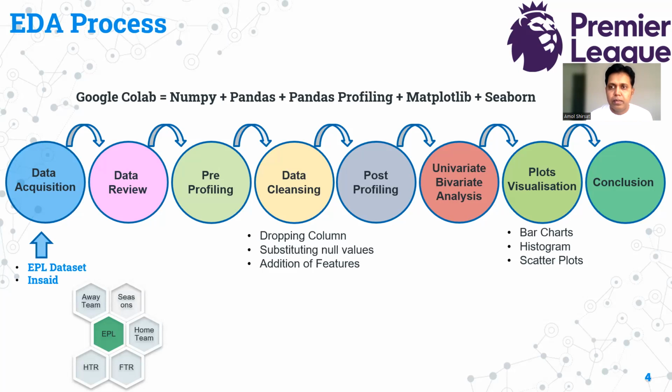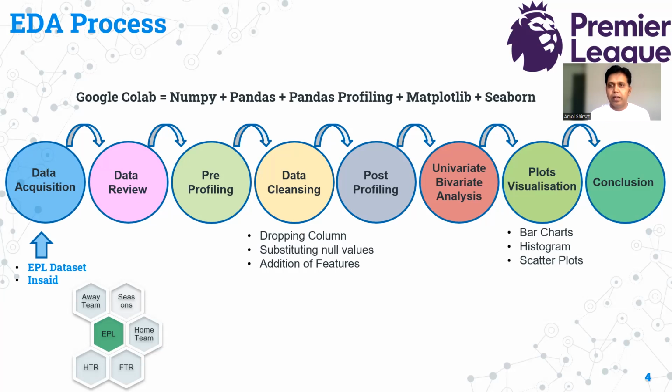Once the data is read, the second stage is the data review, where we understand what the data is, what the data types are, what the various values are, what the minimum and maximum values are, and whether there is any correlation between the features. For that, we use pre-profiling, like the pandas pre-profiling report here. We understand the data characteristics, and once that is done, we move to the next phase.